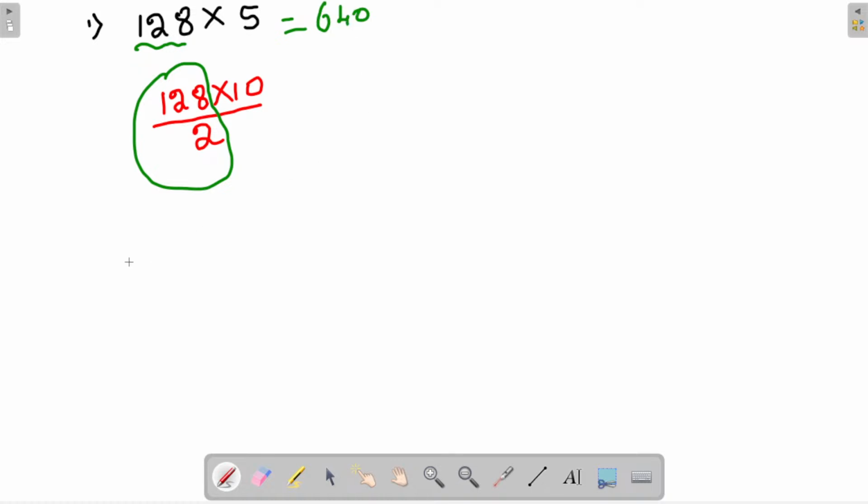So for example, first I will discuss even numbers, then I will take odd numbers. Next, for example, I want the answer for this number, 248 into 5. Half of 248 is 124, into 10. Always into 10. Any number multiplication by 5 means first I will do half, then into 10. So half of 248 is 124, into 10, your answer will be 1240.